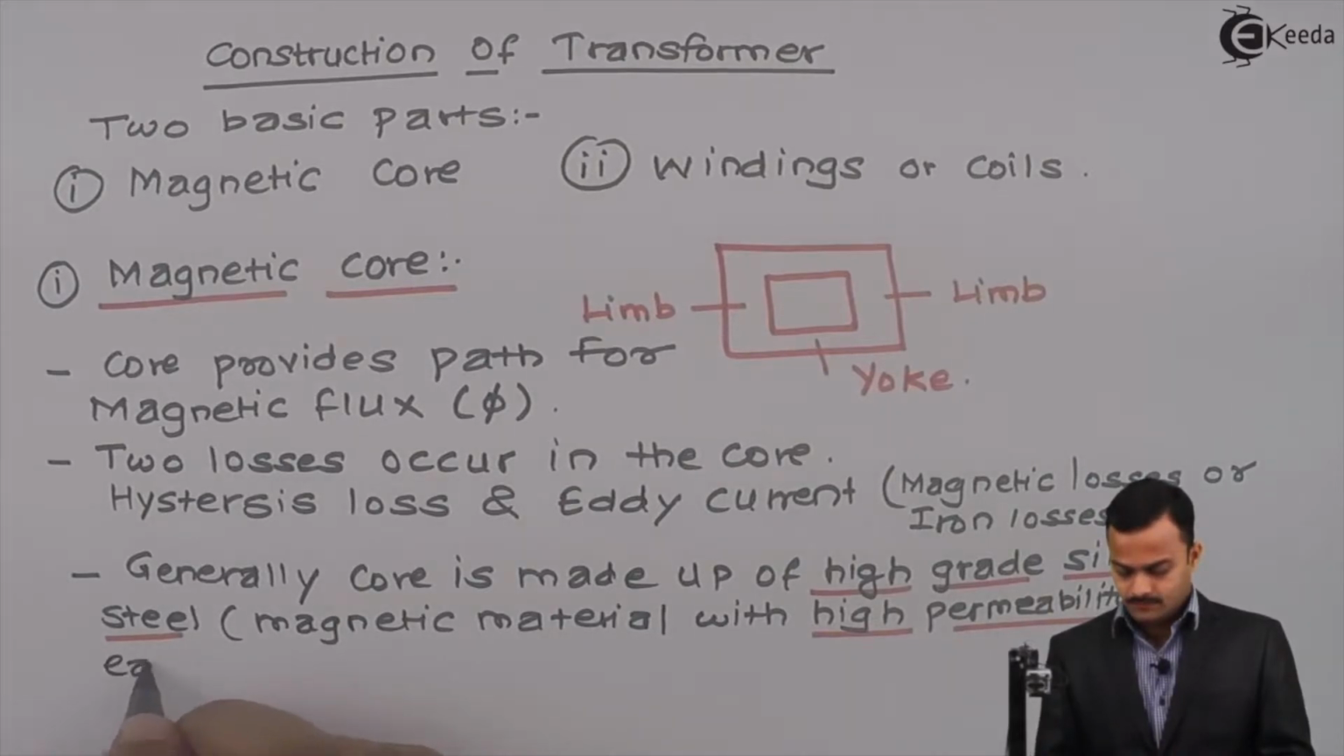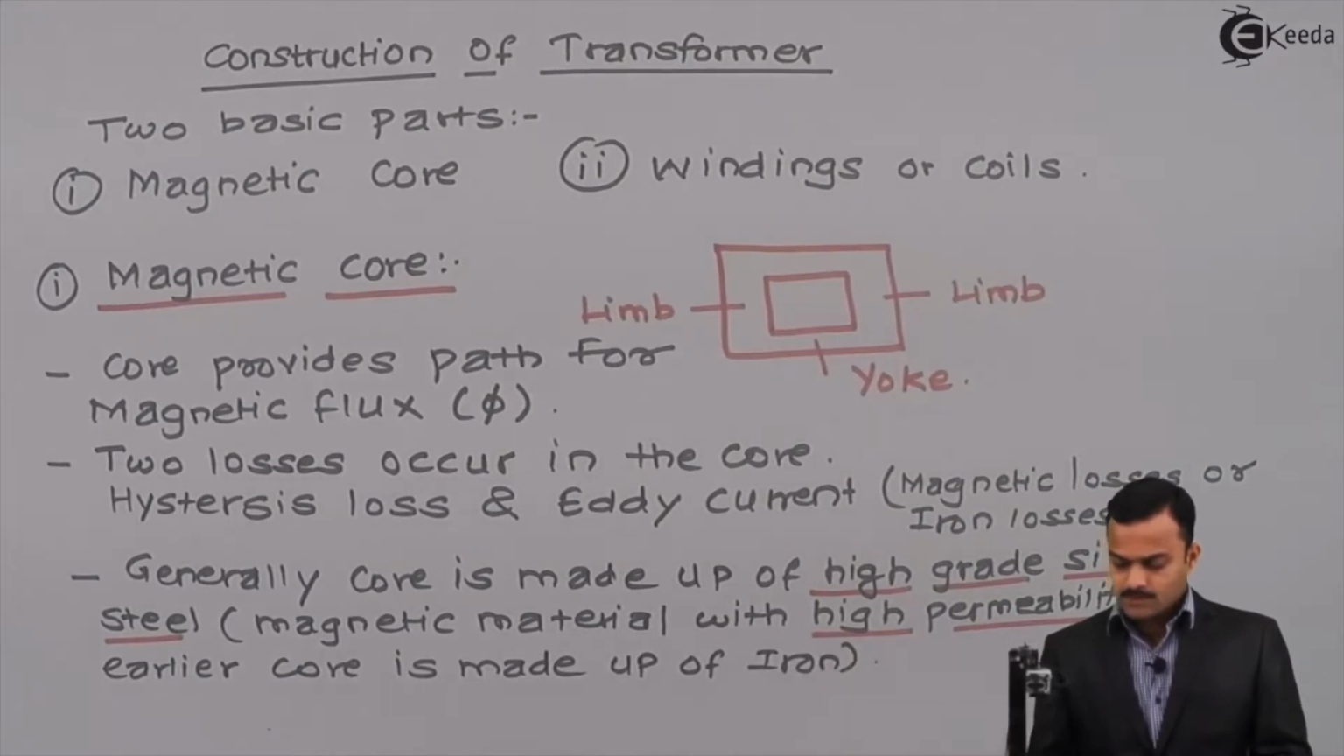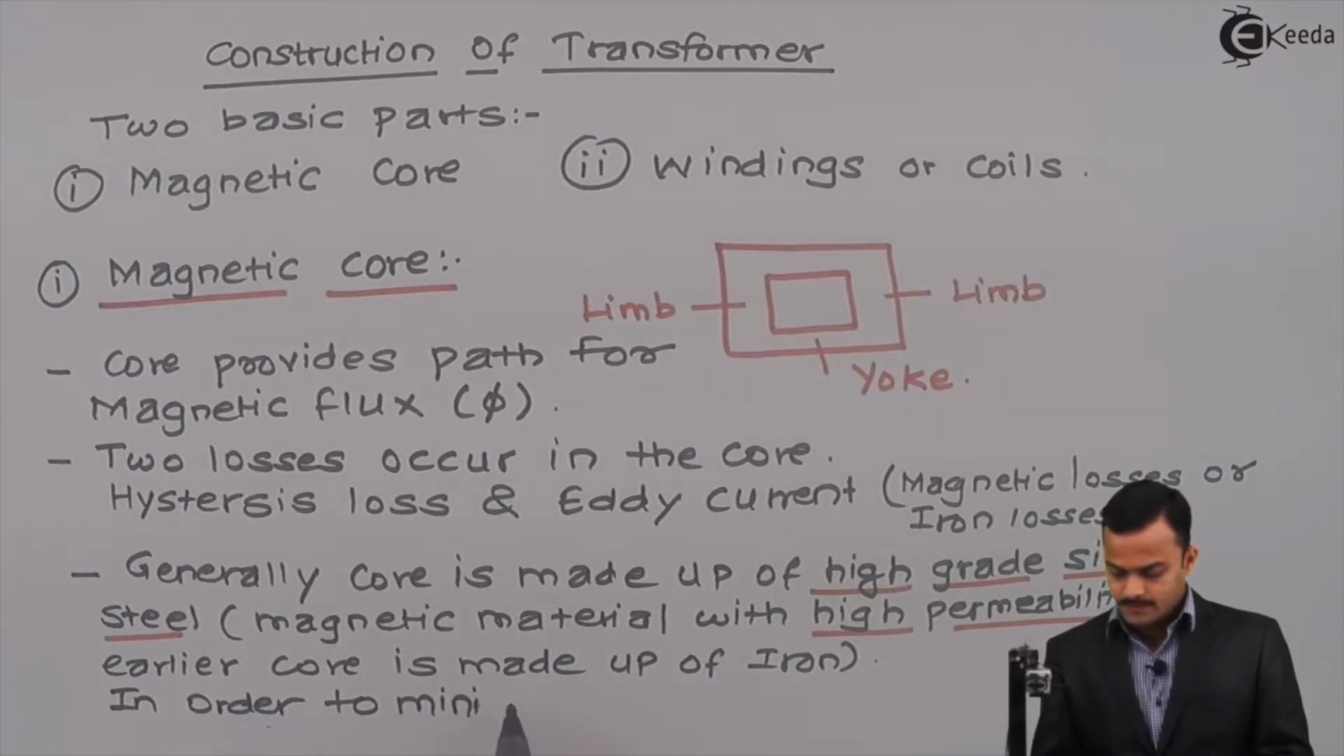Earlier, core is made up of iron. But now, due to advancement in material science, we can get a high permeability magnetic material so that hysteresis loss is very low. So why we need this core made up of a high permeability material? In order to minimize hysteresis losses.